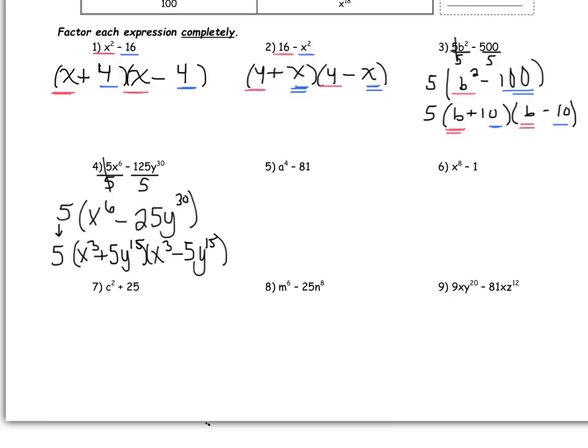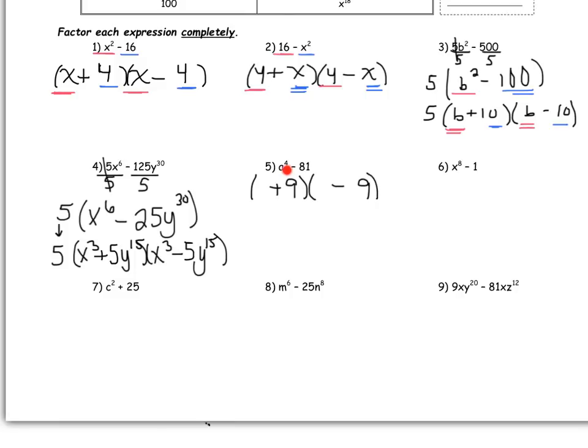Okay, let's try example number 5. So example number 5, first off, is there a GCF? Is there a number that I can divide a to the 4th by and 81 by? The answer is no. But is it a difference? Yes. Of 2 perfect squares? Well, 81's a perfect square, yes, because it's the result of 9 times 9. So I can go ahead and put those 9's in the back, a plus and a minus.